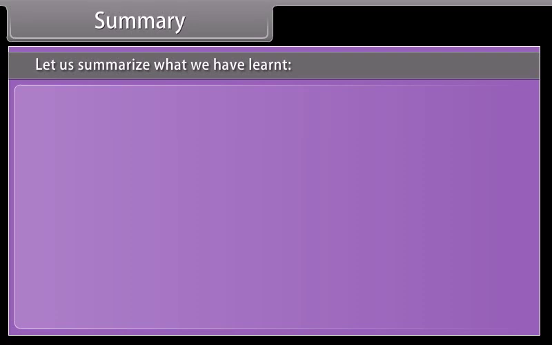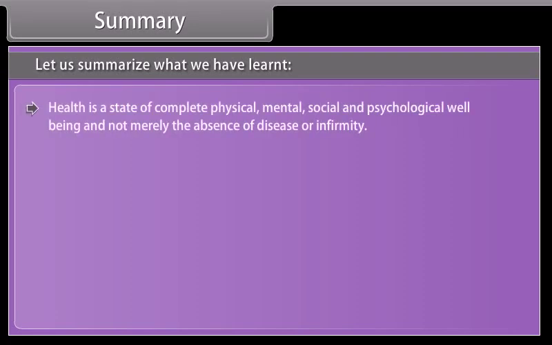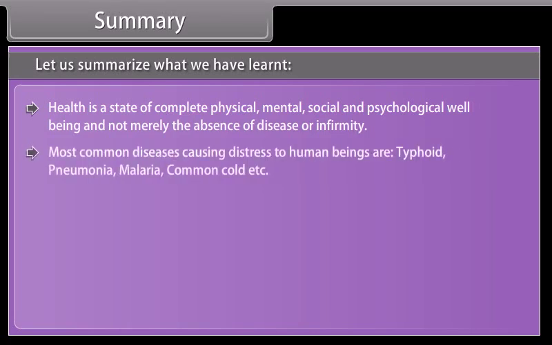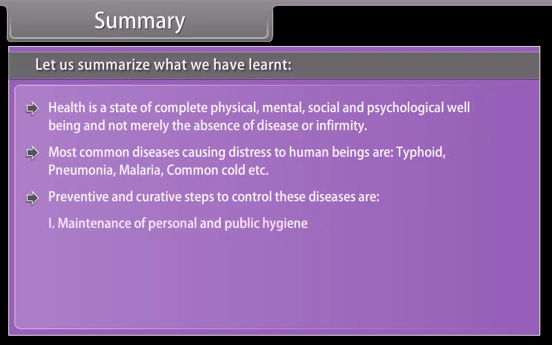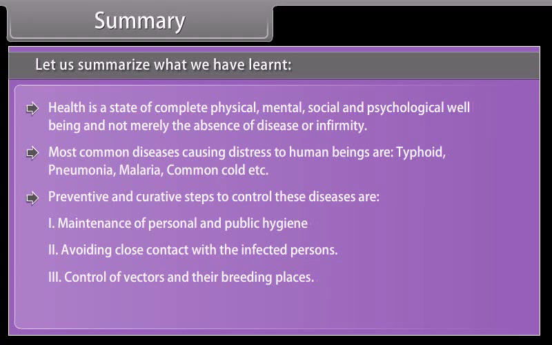Summary. Let us summarize what we have learned. Health is a state of complete physical, mental, social, and psychological well-being and not merely the absence of disease or infirmity. Most common diseases causing distress to human beings are typhoid, pneumonia, malaria, common cold, etc. Preventive and curative steps to control these diseases are maintenance of personal and public hygiene, avoiding close contact with infected persons, control of vectors and their breeding places, use of vaccines and immunization programs.